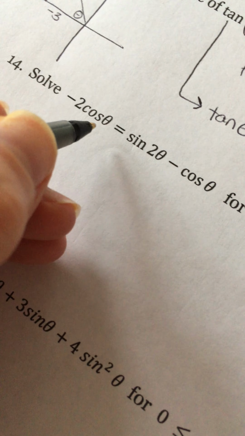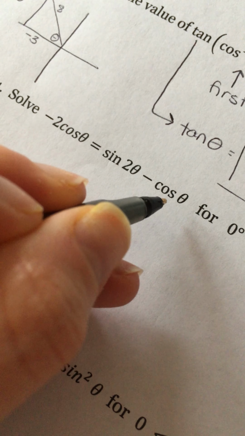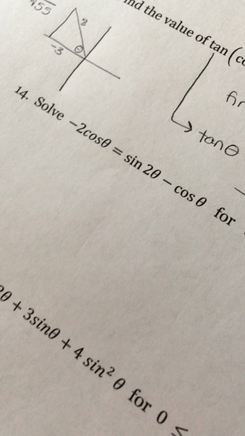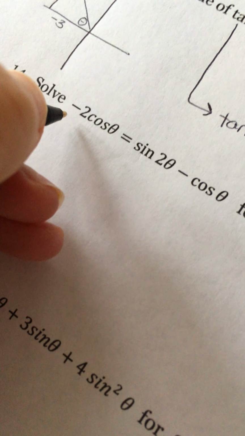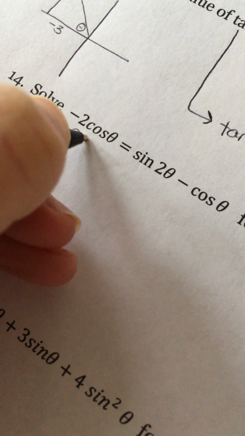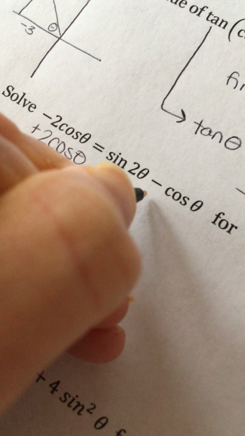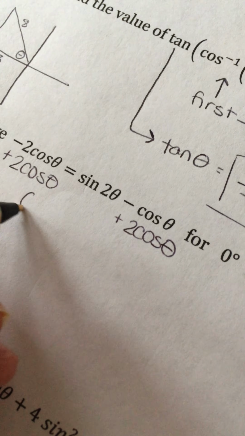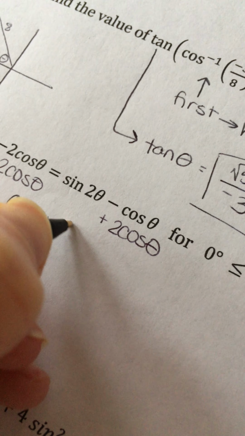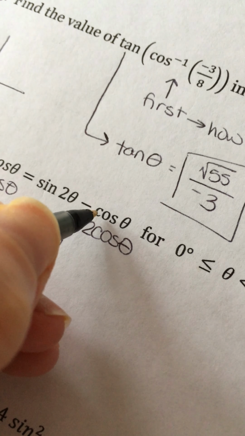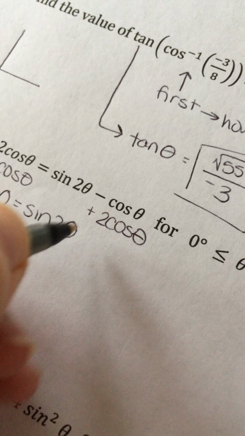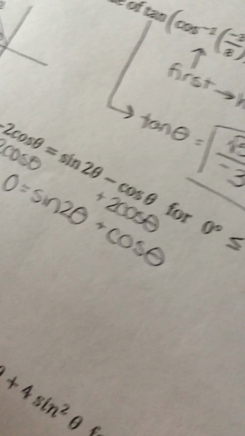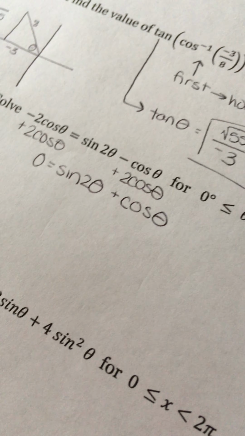So, solve -2 cosine theta is equal to sine 2 theta minus cosine theta. First things first, let's get everything over to one side. Let's add this 2 cosine theta over. Now I have 0 is equal to sine 2 theta, and then negative cosine plus 2 cosine is just going to give me 1 cosine theta. All right, so everything's over to one side.